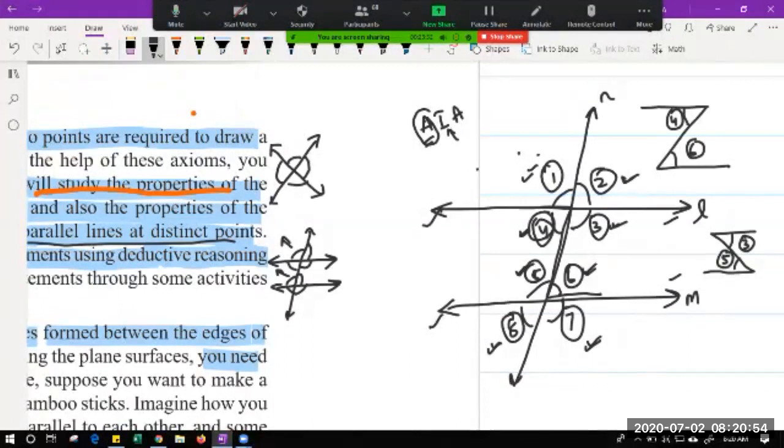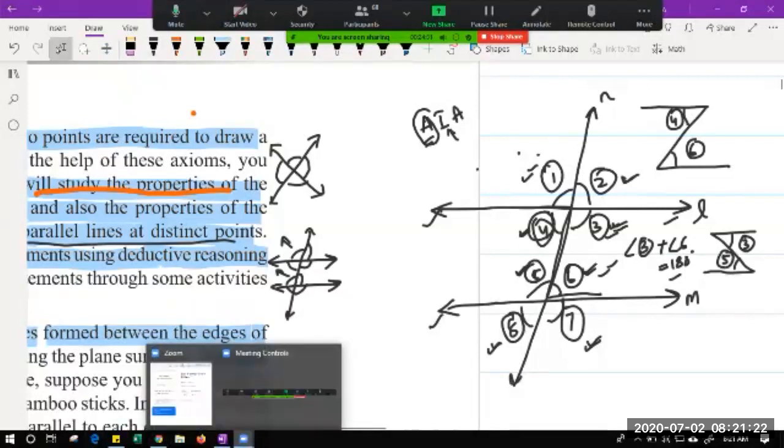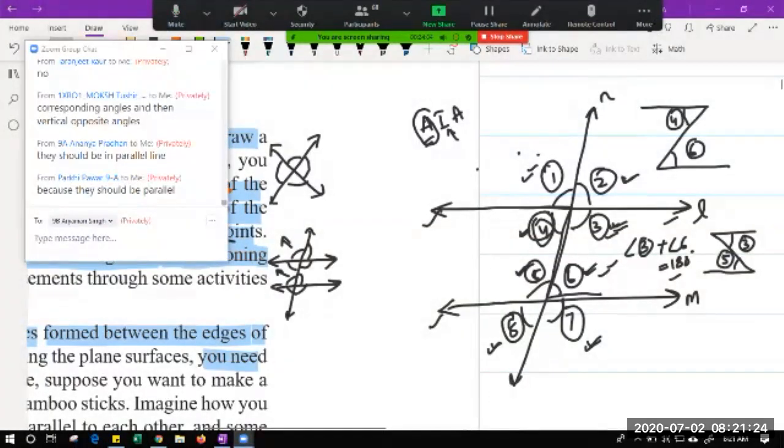Now, we know 3 and 6 are interior angles on the same side of the transversal. You can see the transversal is N, and 3 and 6 are on the same side. So when L and M are parallel, angle 3 plus angle 6 equals how much? 180 degrees. So this is also a property: interior angles on the same side of the transversal are supplementary if the lines are parallel. Today we have just revised what we did in the last class. Good. Now we will continue with the topic.